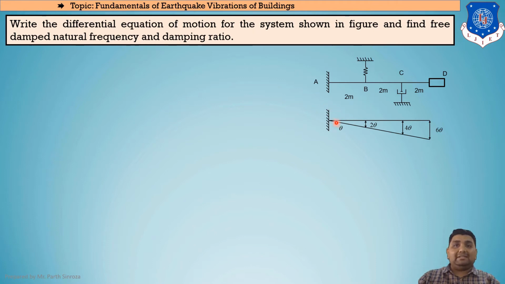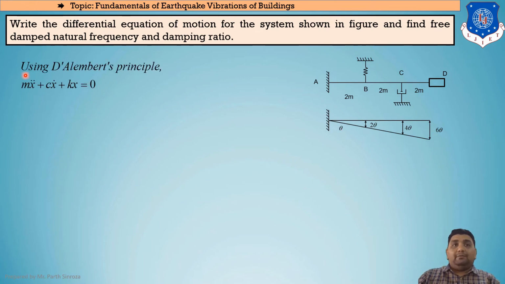Also the angle here is theta. The displacement at B is 2 theta. At C the displacement is 4 theta, and at D the displacement is 6 theta. That is being given in the question. This figure is being asked in the question itself.